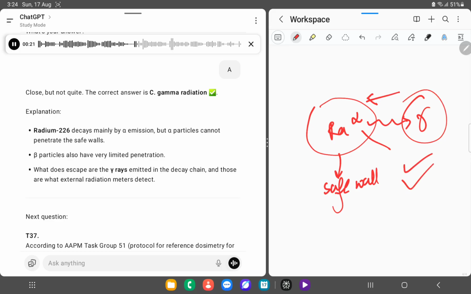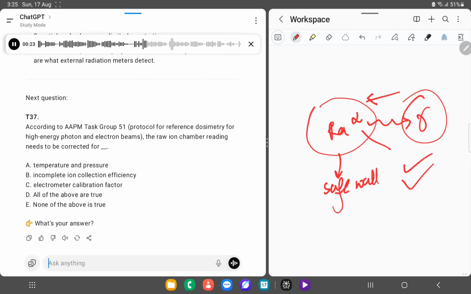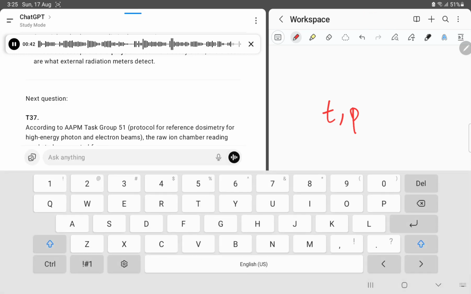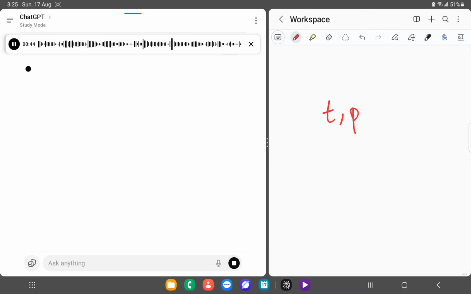Next question, T37. According to AAPM Task Group 51, Protocol for Reference Dosimetry for High-Energy Photon and Electron Beams, the raw ion chamber reading needs to be corrected for: A. Temperature and pressure, B. Incomplete ion collection efficiency, C. Electrometer calibration factor, D. All of the above are true, E. None of the above is true. What's your answer?